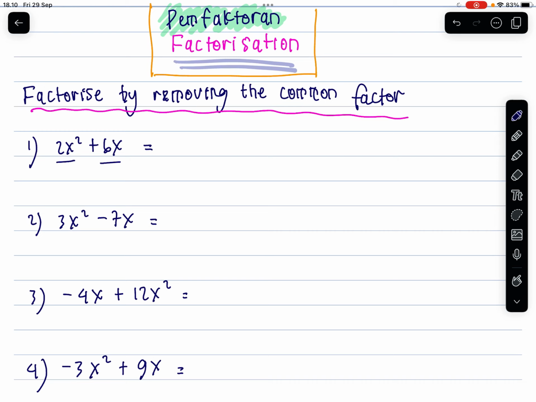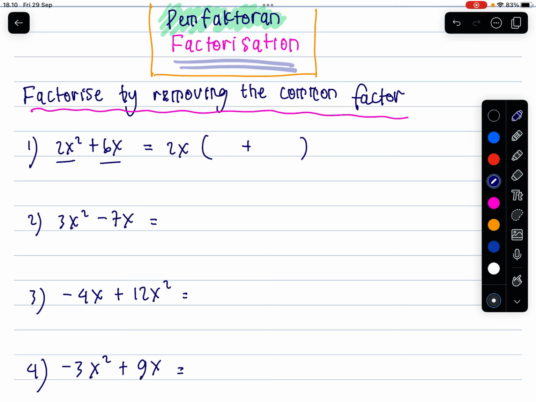So let's ditch the common factor. I'm ditching 2x out. After I ditch 2x out, I'm going to figure out what I'm going to put inside the bracket. I have this 2 here to fill up, and I have the plus there, plus because there's a plus here.